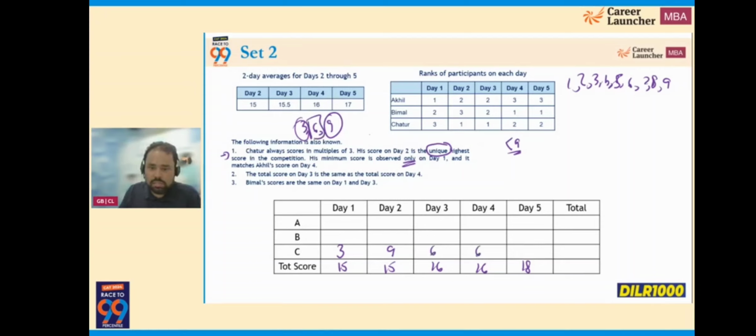What else? His minimum score is observed only on day 1 and it matches Akhil's score on day 4. So day 1 Chatur is 3, Akhil's on day 4 will be 3. If Akhil on day 4 is 3 and the total score is 16, so 6 plus 3 9 हो गया, so Bimal has to be 7.